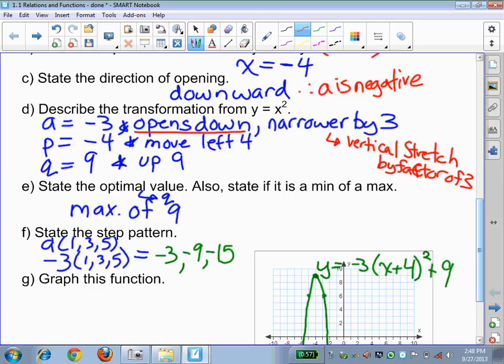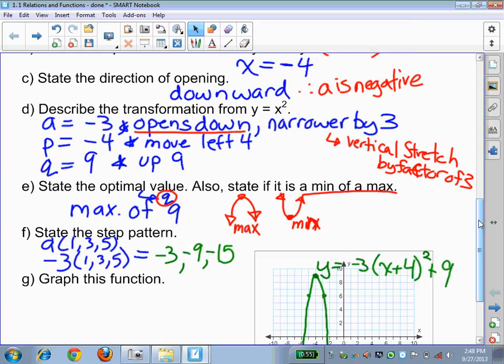E, state the optimal value. That's your min-max value. Also state if there is a minimum or maximum. Optimal value in this case, folks, is q. Okay? So looking at your q value, it is 9. We have a maximum because it opens upside down. So remember, if it opens down, you have a maximum. But if your parabola opens up, your vertex is at the bottom and you have a minimum.